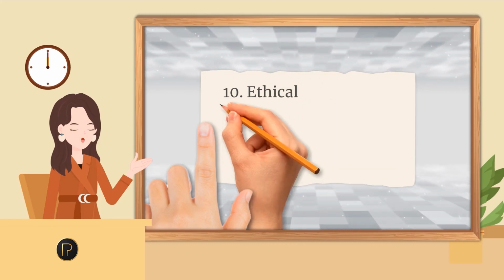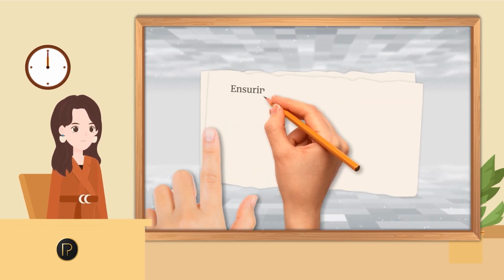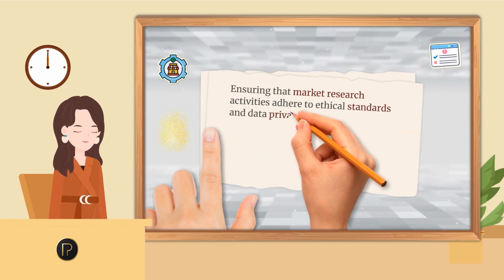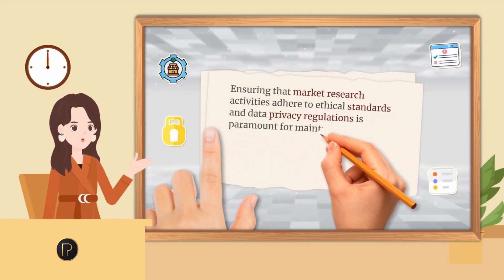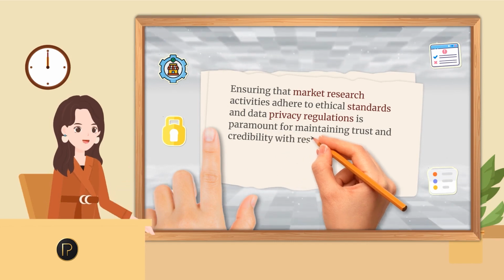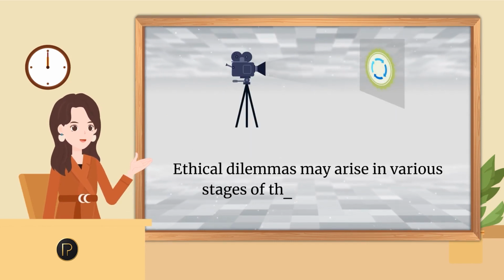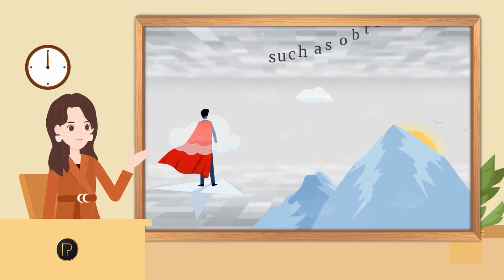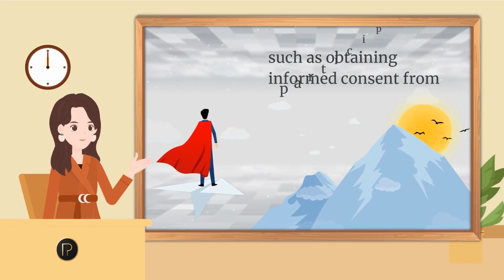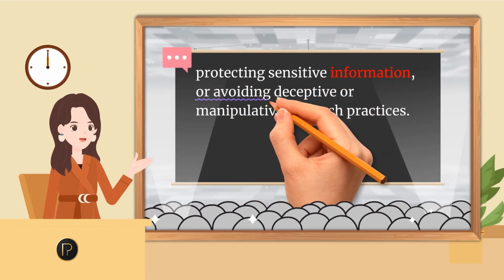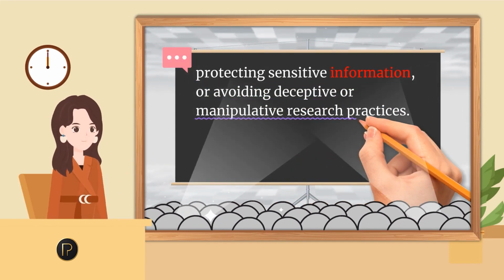10. Ethical considerations. Ensuring that market research activities adhere to ethical standards and data privacy regulations is paramount for maintaining trust and credibility with respondents. Ethical dilemmas may arise in various stages of the research process, such as obtaining informed consent from participants, protecting sensitive information, or avoiding deceptive or manipulative research practices.